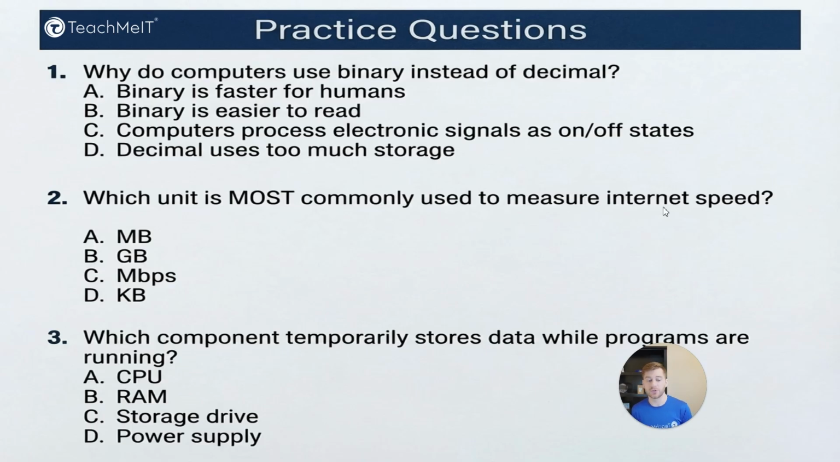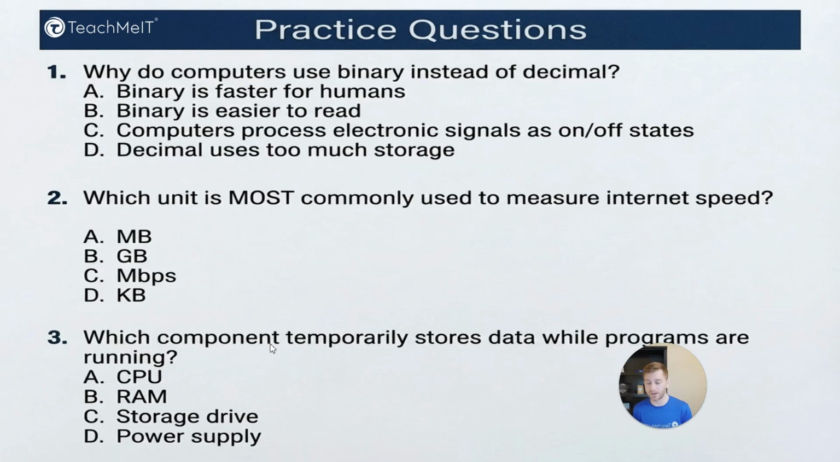Which unit is most commonly used to measure internet speed? That is Mbps with a lowercase b. Anything per second is most likely to do with internet or network speed. These others are for long-term storage. So MB, GB, KB with uppercase B, those are our long-term storage. Per second, usually we're talking about some sort of transfer, and that is our megabits per second, not bytes, megabits, because it's lowercase b.